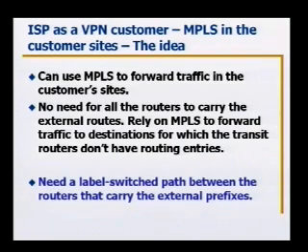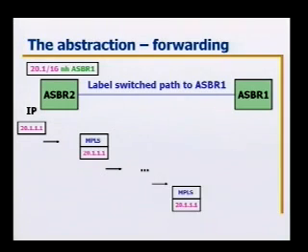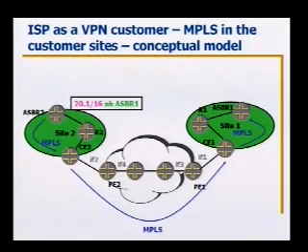So assuming that we only carry the external prefixes on the ASBRs, then conceptually we're going to have a label switch path between the ASBRs. We're going to receive traffic as IP at the ASBR, forward it as MPLS all the way to the other ASBR, and from there on, again as IP. So we've said already there is MPLS within the customer sites.